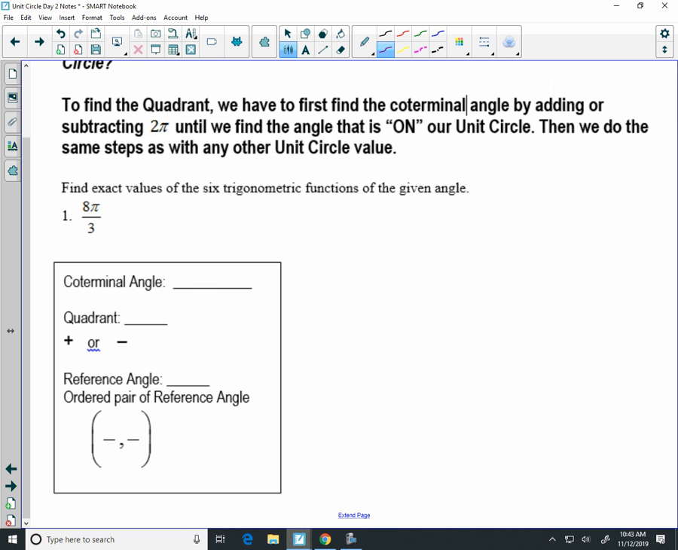As long as your angle has a denominator that you are familiar with, all you have to do is either add or subtract to get it on your unit circle. All the way around our unit circle is 2 pi, right? That's one revolution around our unit circle. So if you had an angle that's too big, which 8 pi over 3 is too big, or an angle that's too small, like a negative angle, you're just going to add or subtract until you get on the unit circle.